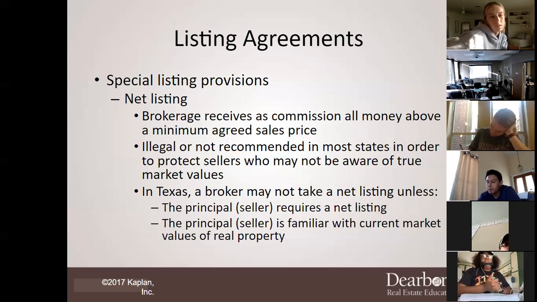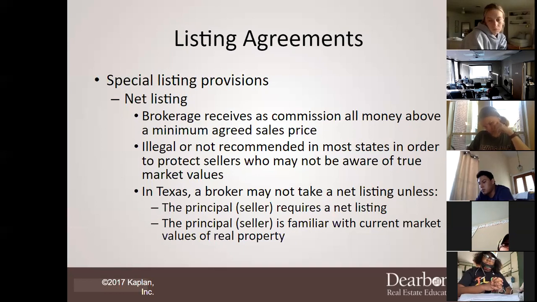So does DTPA not protect that? Well, it depends on the situation, but in Texas, you can't really do it. You have to provide the seller with a CMA, a comparative market analysis that shows them the price that their house is actually worth.